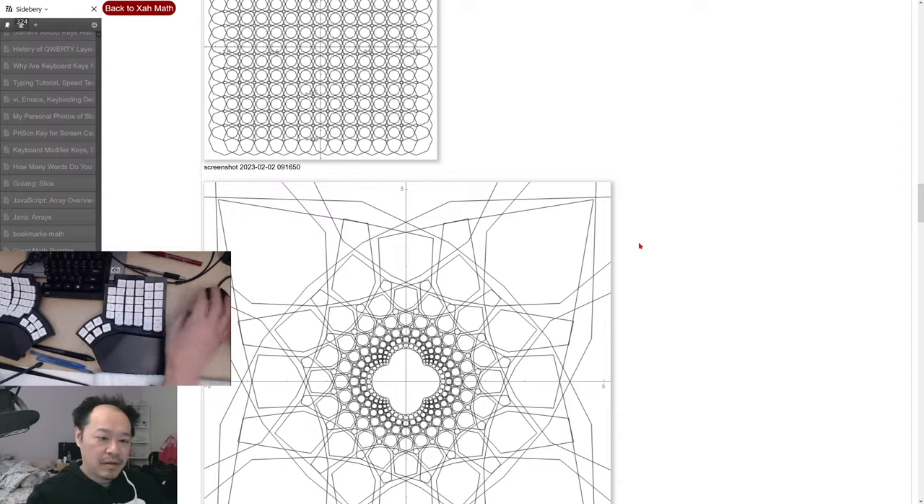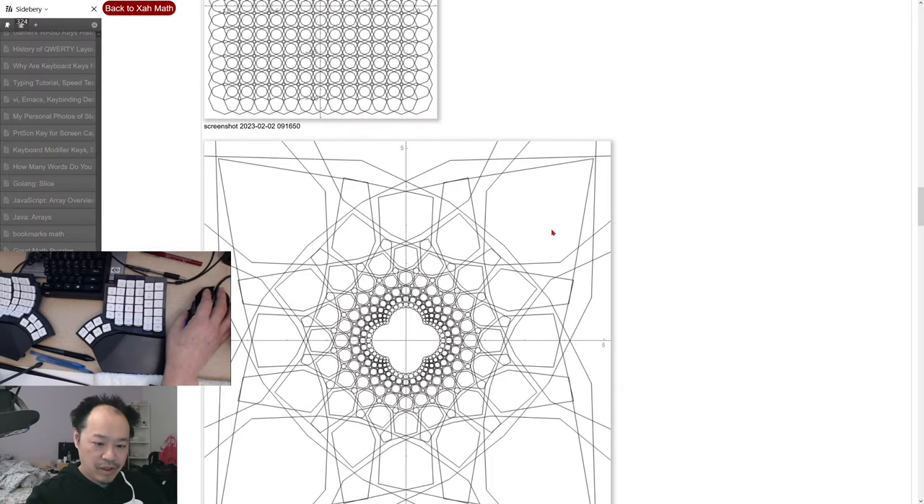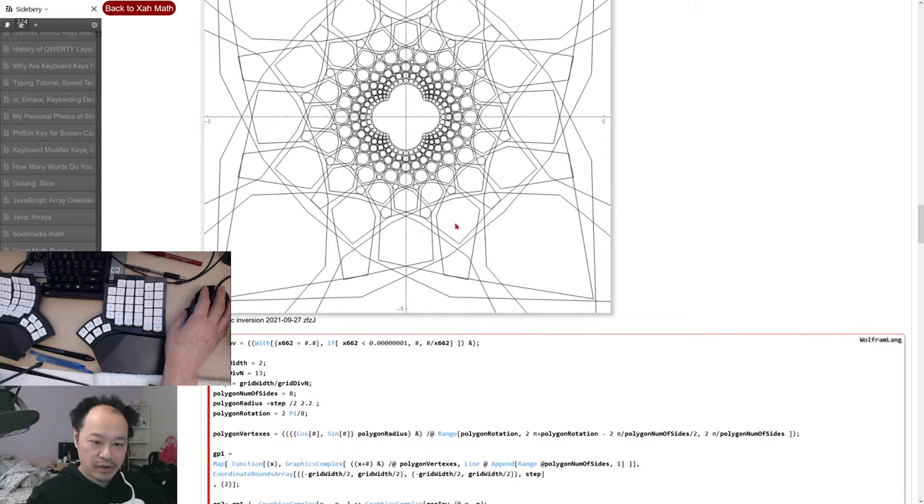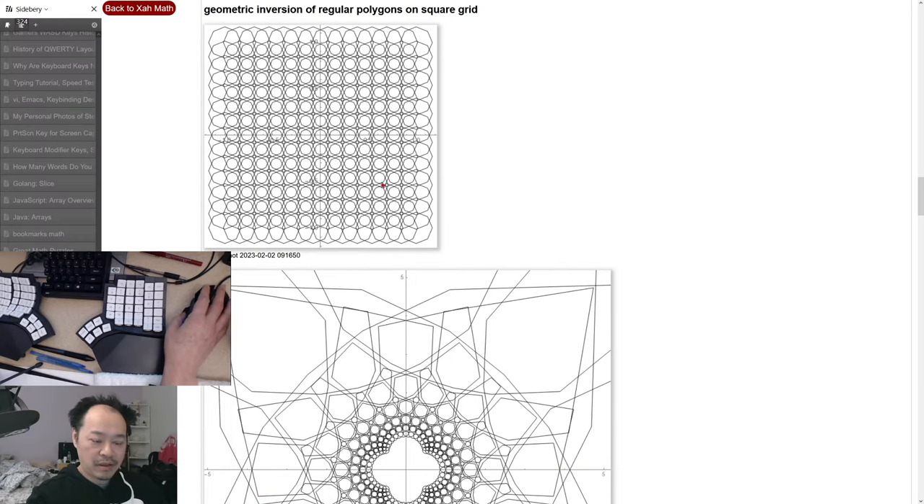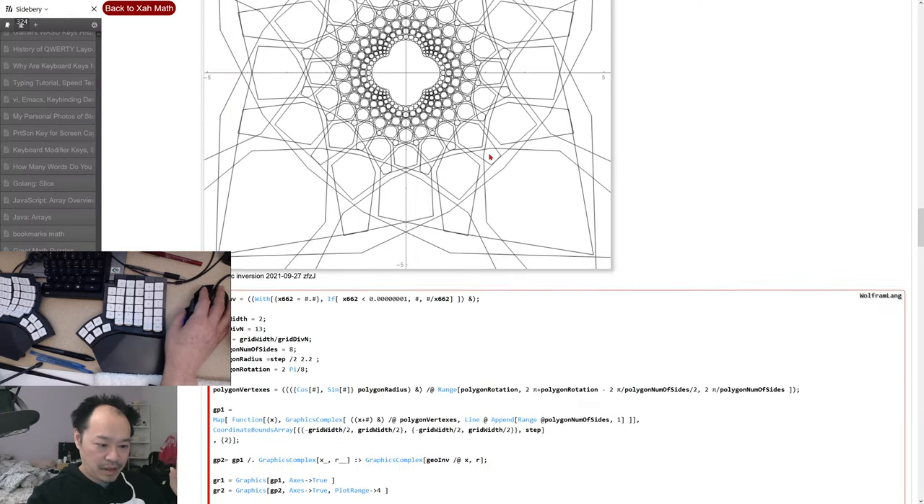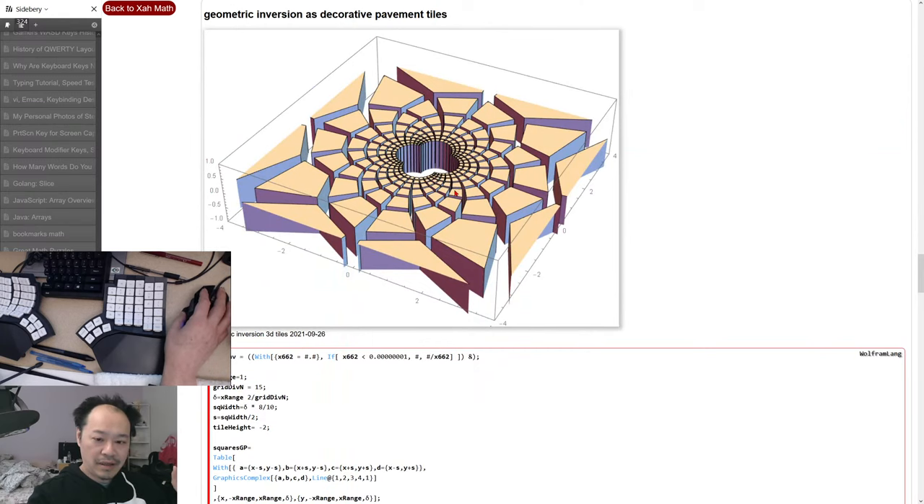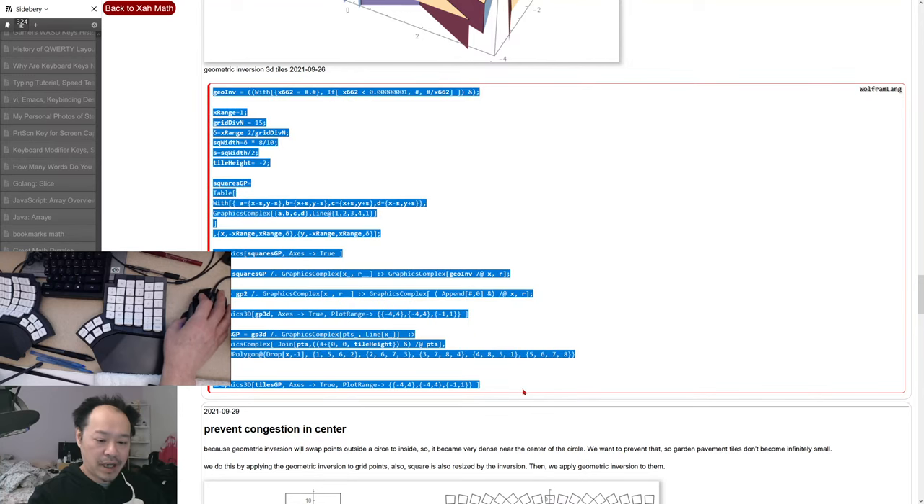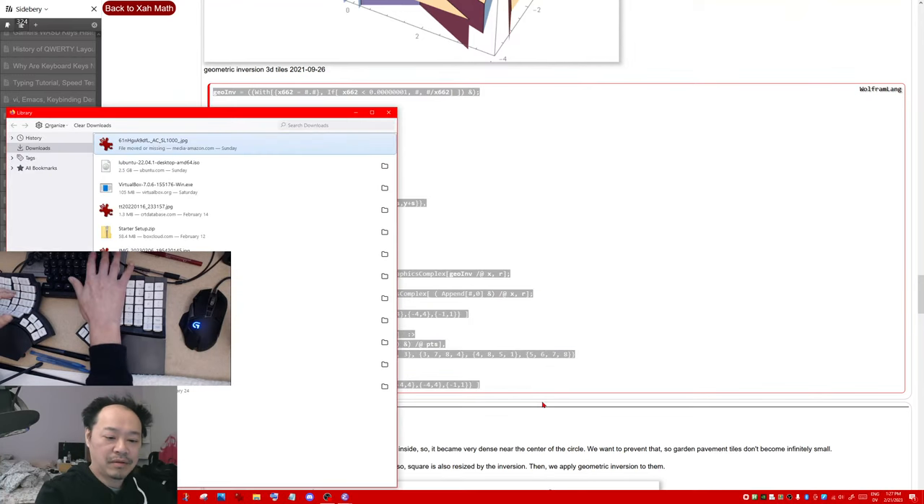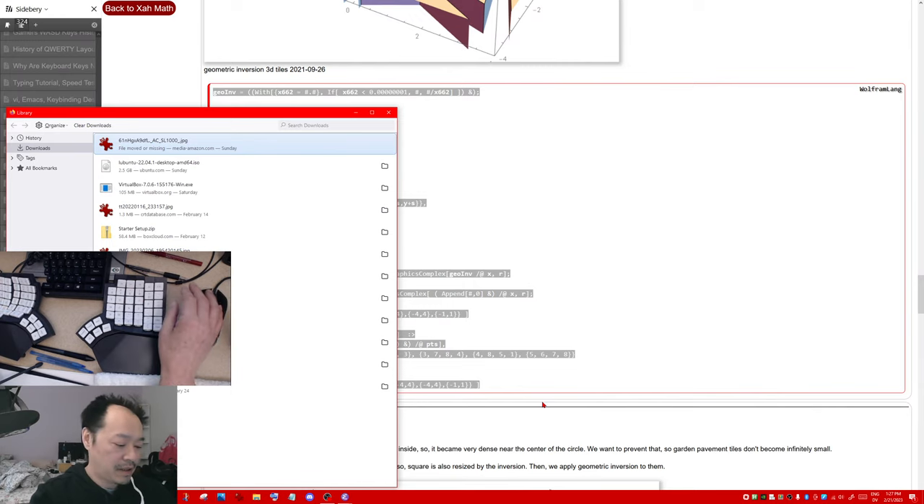Then if you start with this image, you get that image, the two-dimensional geometric inversion. This is using regular polygons. So here we have 1, 2, 3, 4. We have a bunch of octagons centered on rectangular grid points. Then you apply it and you get this image. Then you can extend the thickness, so you get a 3D image like that. So let's try that, that's beautiful. All these we did cover last time.